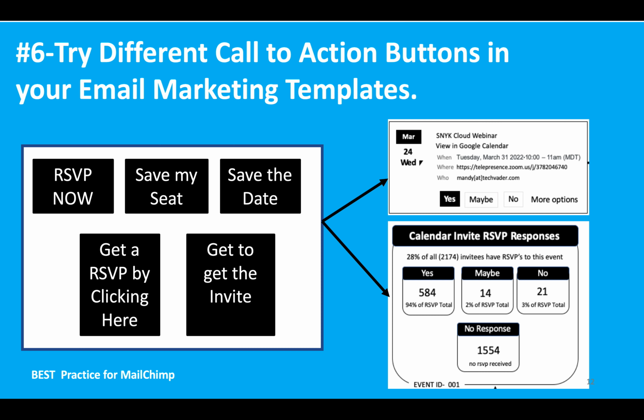Number 6 is really about trying to come up with different call to action buttons in your email marketing templates. Some ideas here: RSVP now, save my seat, save the date. Those are just metaphors for our button technology. You can do any of those in your email marketing templates.